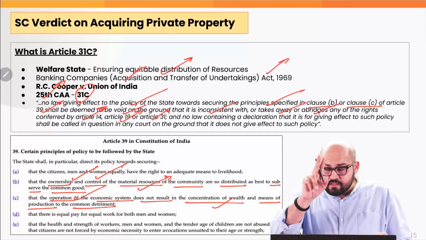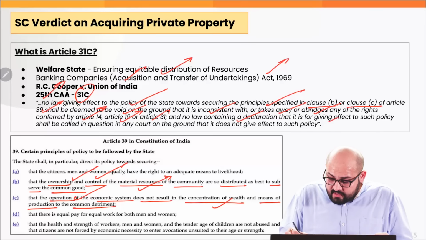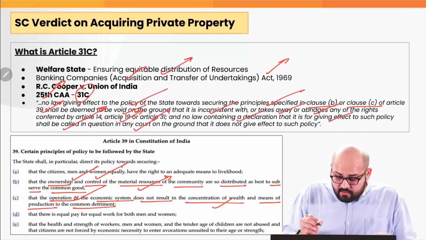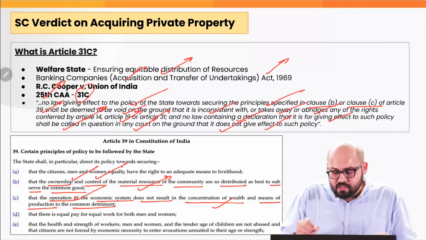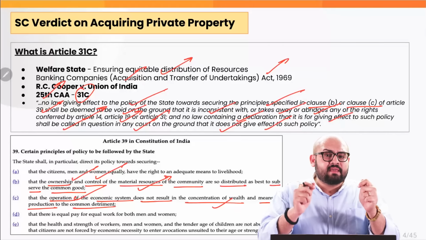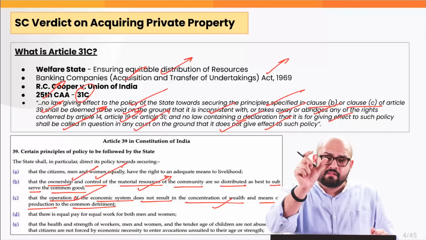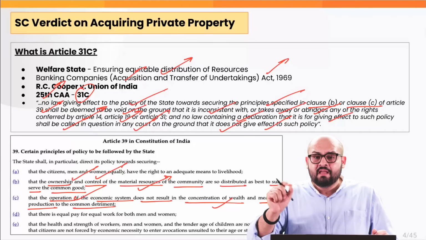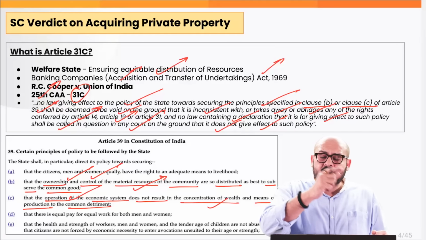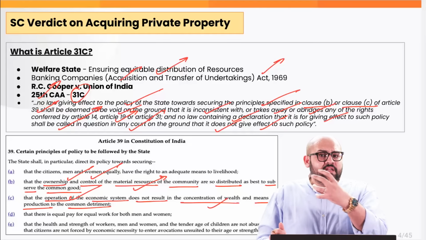And no law, now this is the second provision, no law containing a declaration that it is for giving effect to such policy shall be called in question in any court on the ground that it does not give effect to such policy, right? So you have got two provisions. First is that if the state is making a law with respect to giving effect to the principles enshrined in 39B and 39C, that shall not be called into question as infringing Article 14, Article 19 and Article 31. The second aspect is that it cannot be questioned in the court of law, right?